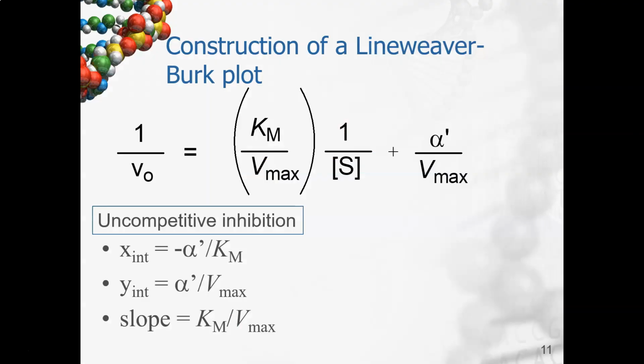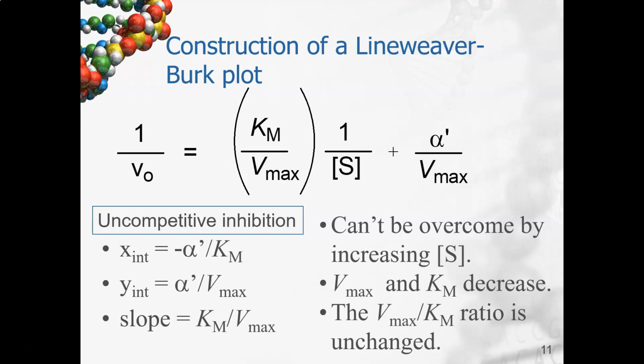So our Lineweaver-Burk plot looks like this. It turns out that we have this term alpha prime, and it will change both our x-intercept and our y-intercept to the same extent. So that means over here, for this is our slope, Km over Vmax, we have an alpha prime term in both the numerator and the denominator, so that means they cancel out and our slope doesn't change.